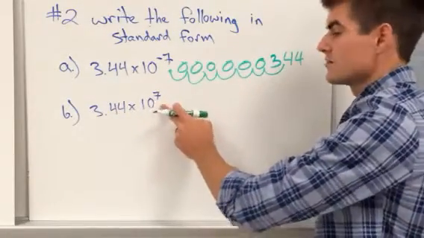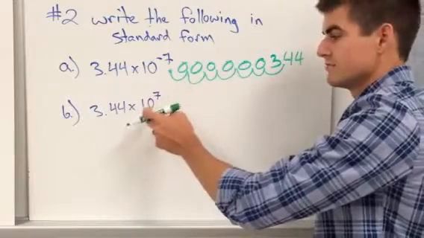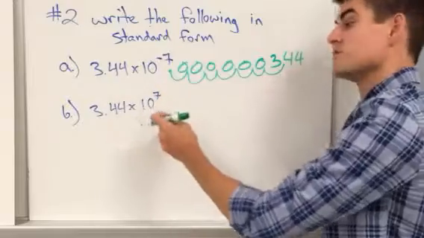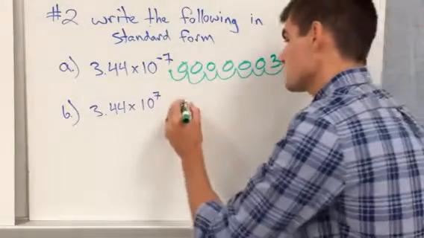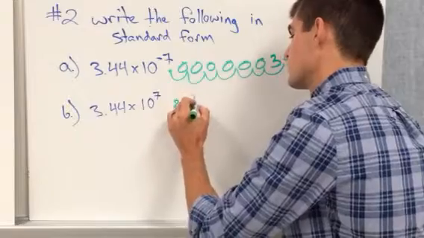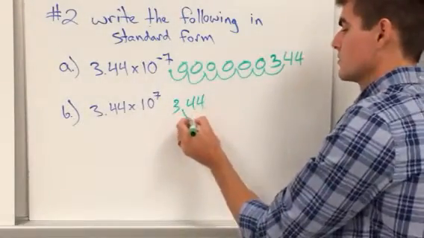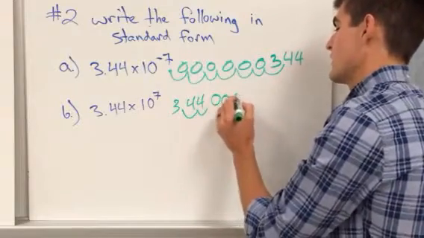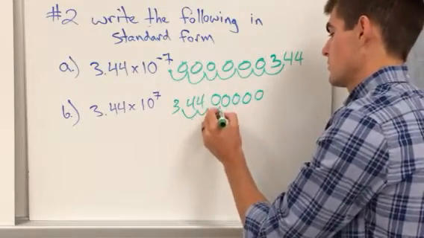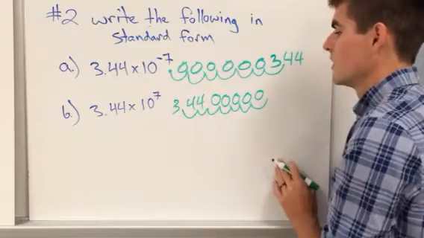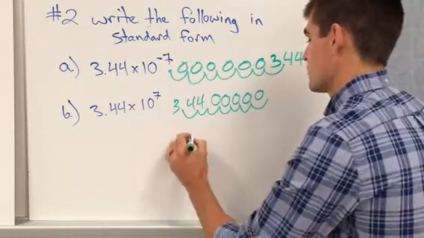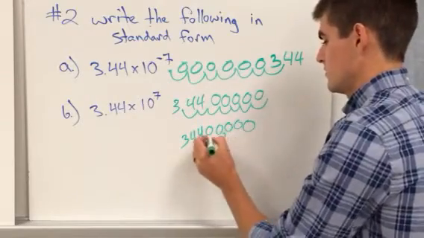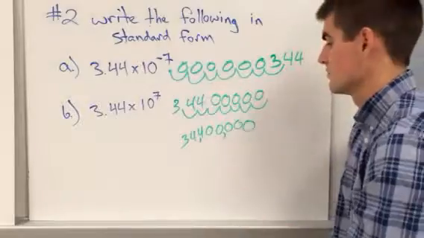Letter B is doing the opposite. Again, I want to make this times 10 to the 0, so it's really times 1. To do that, I need the exponent to go more negative, so I'm going to move the decimal to the right this time. 3.44, and then to the right. 1, 2, I need more spots. 3, 4, 5, 6, 7. And then you can clean this up: 3, 4, 4, and the answer is 34,400,000.